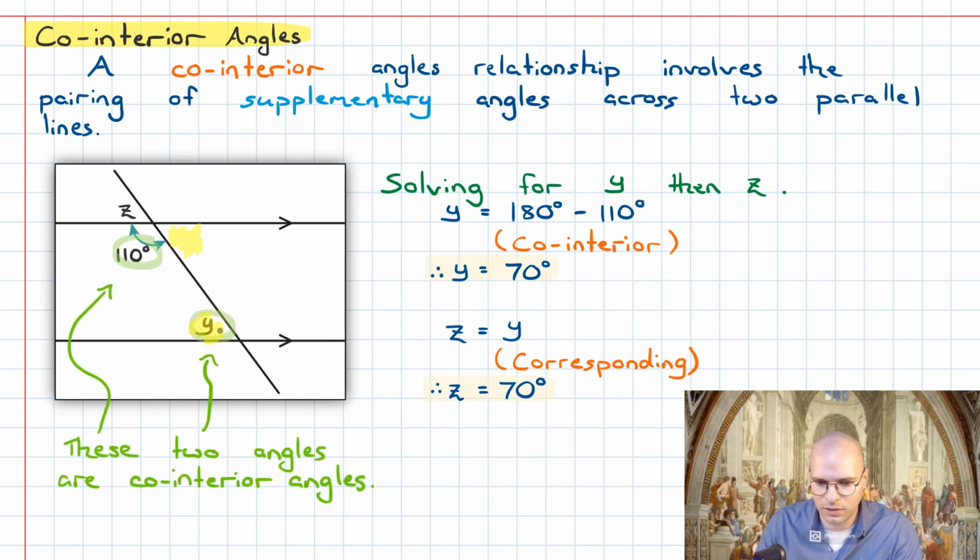After which, because of the relationship between y and z, we have a corresponding relationship, or if we observe the red highlighting here, a vertically opposite relationship. It doesn't matter which one you use. In this case, we can simply state that z is equal to y, and I'll put it down as corresponding in this instance. And therefore we see that z is equal to 70 degrees. So overall, this has been the cointerior angles.